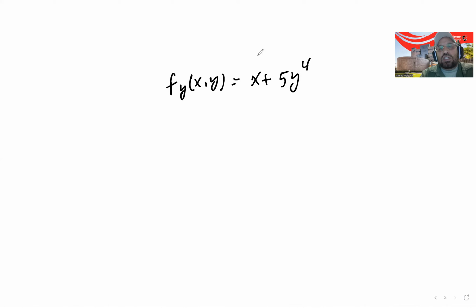So this is how you take the derivative of a function when you have multiple variables. In the next video, I'm going to have another example, and stay tuned.